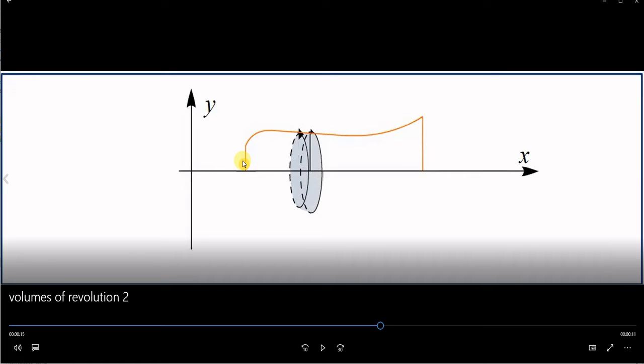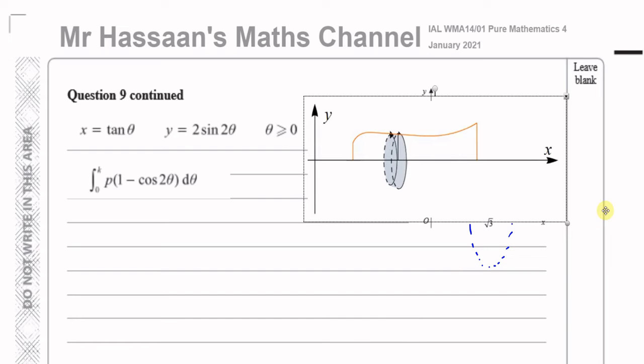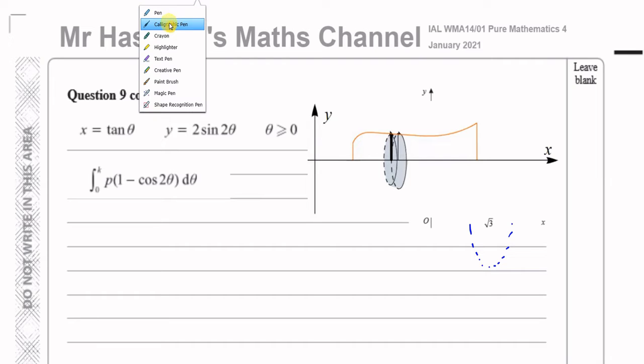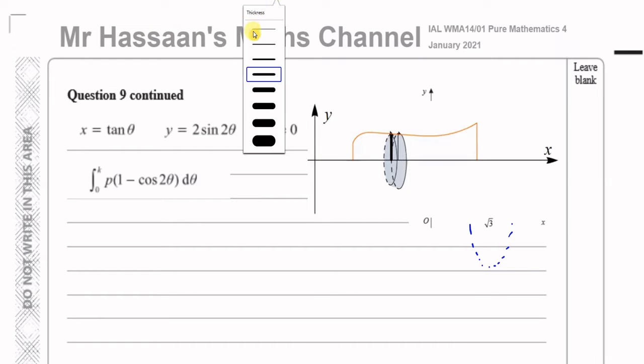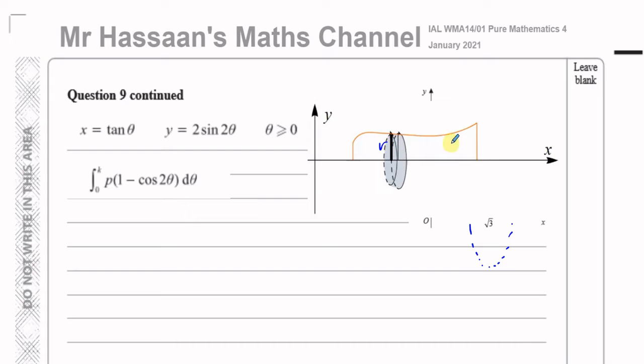But we've got to find the sum of all of those cylinders from A to B. If I take that little shape here, this is like the radius, and this is like the height. So the radius is y, and the height of the cylinder is dx, a small amount along the x-axis.